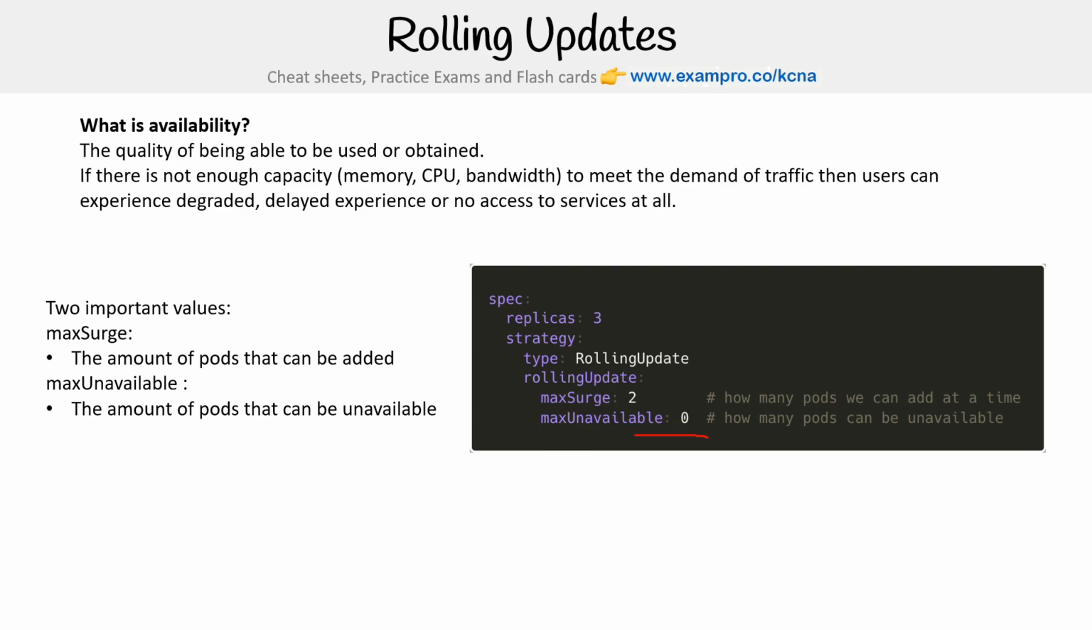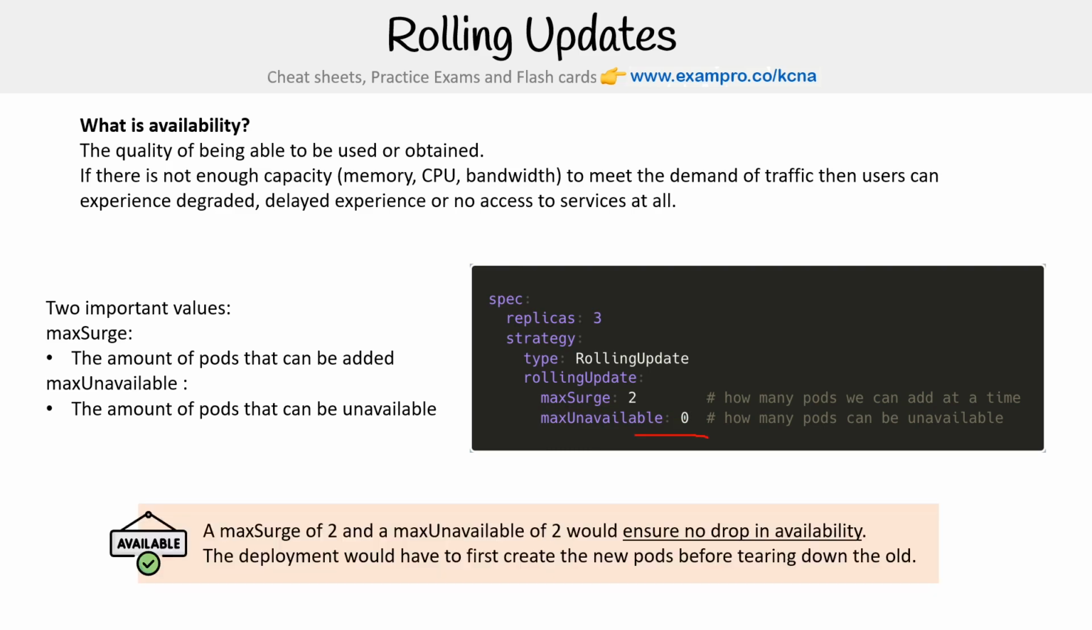And then max unavailable. If you were to set this to be 2 and 2, that would ensure there would never be a drop in availability. But the deployment would have to first create the new pods before tearing down the old ones. I don't know for sure 100% how this works. When I say that, I just mean that I haven't been deploying a ton of these in practice. This is the default behavior, but we don't observe it to say, okay, was this server there? Was this server not there? But I do know that if you were to set 2 and 2, or match it, you wouldn't lose any availability there. Okay.